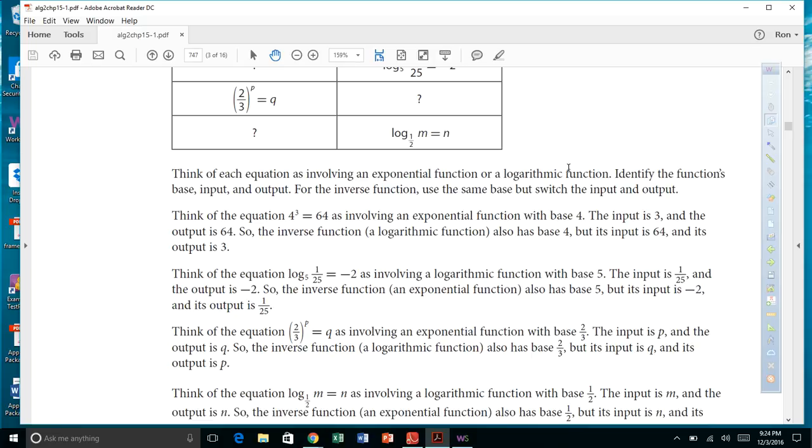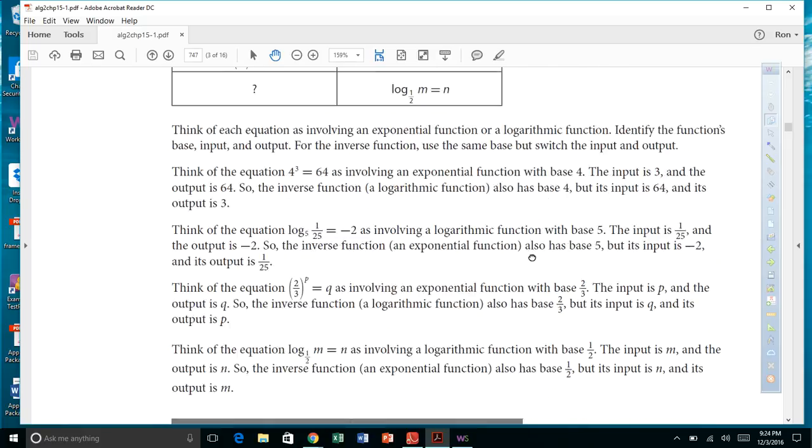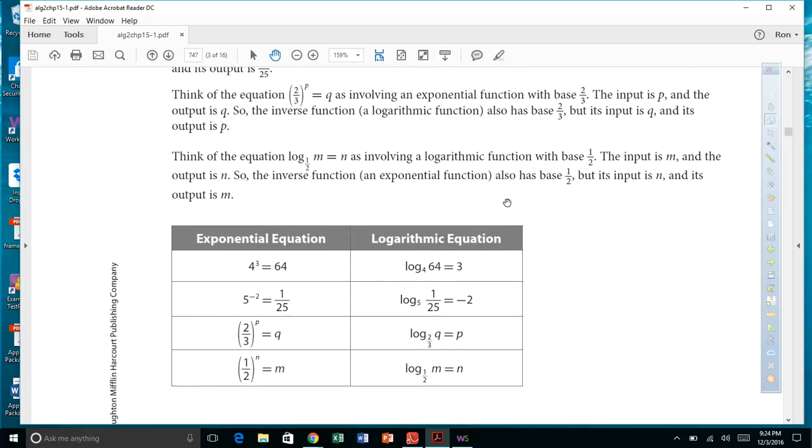So the inverse function, an exponential function, also has a base of 5, but its input is -2 and its output is 1/25. Think of the equation 2/3 to the p power equals q as involving an exponential function with a base of 2/3. The input is p and the output is q. So the inverse function, a logarithmic function, also has a base of 2/3, but its input is q and its output is p.